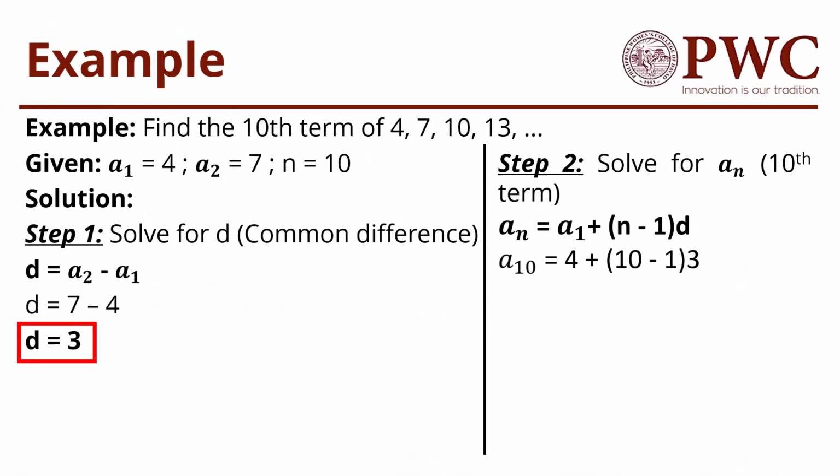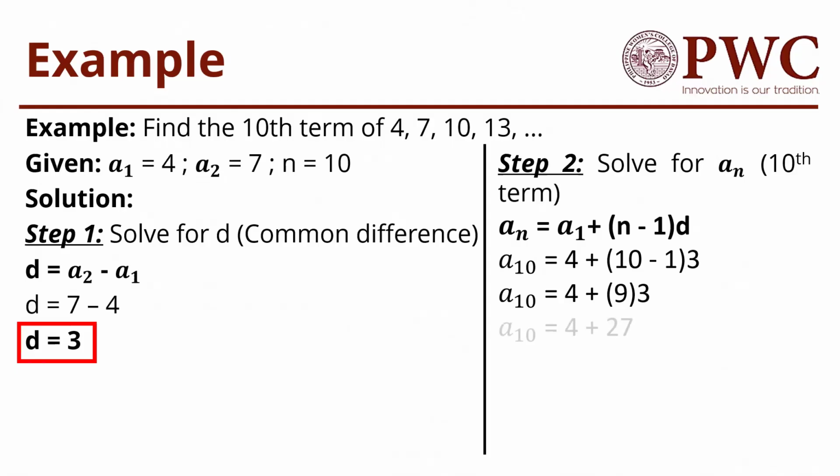Now, substituting all the information that we have on the given, we have a sub 10 is equal to 4 plus the quantity of 10 minus 1 times 3, which is the common difference. Now, using PEMDAS, parentheses, we need to subtract 10 by 1. So we have a sub 10 is equal to 4 plus 9 times 3. Now, using again PEMDAS, we have to multiply first before adding.